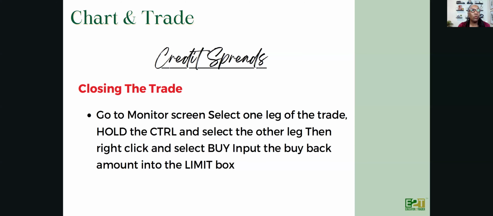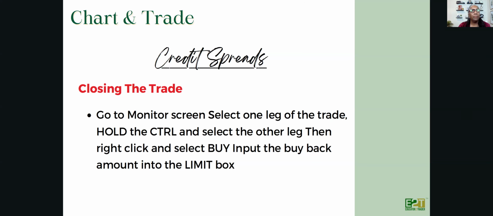In order to close these trades, we would go to the monitor screen. Now, this is how you do it in Thinkorswim. Some of us have other platforms that we're working with, and if you're doing it on Robinhood, it's a little bit different, but I'll talk through how we do it on Thinkorswim, then I'll talk through what it does on Robinhood. Okay.